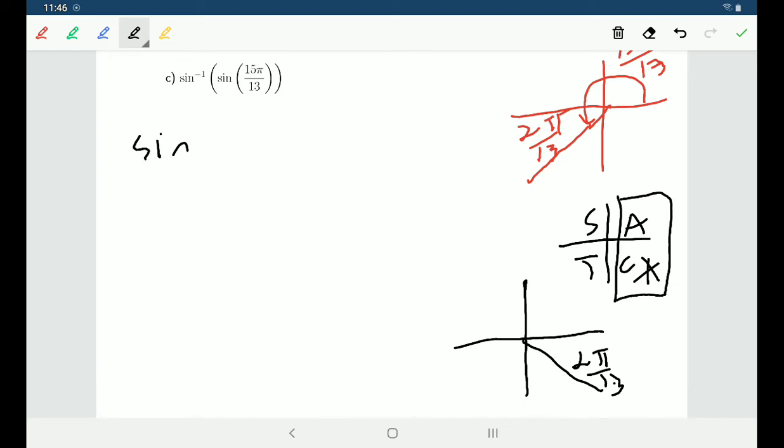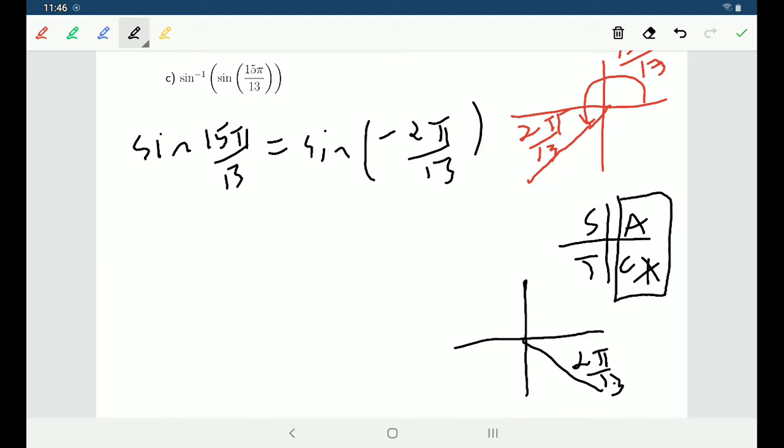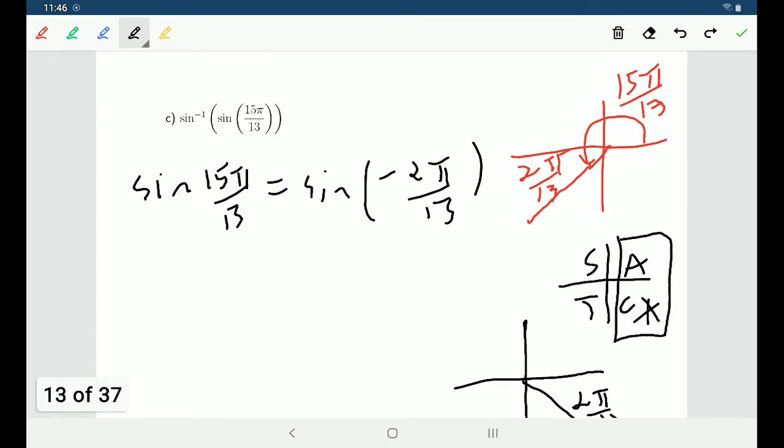So sine of 15 pi over 13 and sine of negative 2 pi over 13 would both have the same value for sine. And negative 2 pi over 13 happens to be in my restricted domain from negative pi over 2 to pi over 2. So that means that when I give 15 pi over 13 into sine, sine inverse won't give me 15 pi over 13 back. It will give me negative 2 pi over 13.